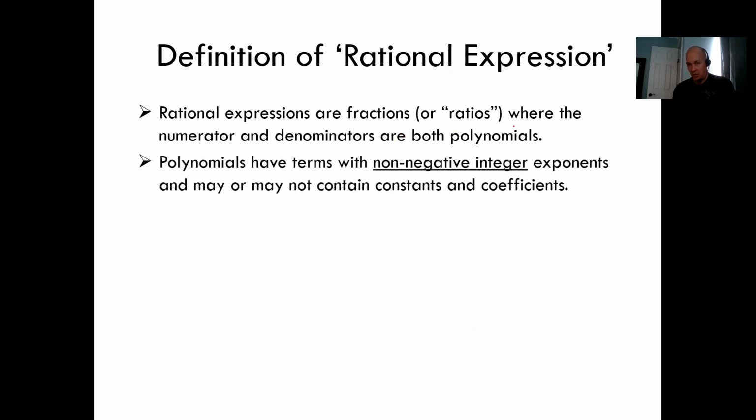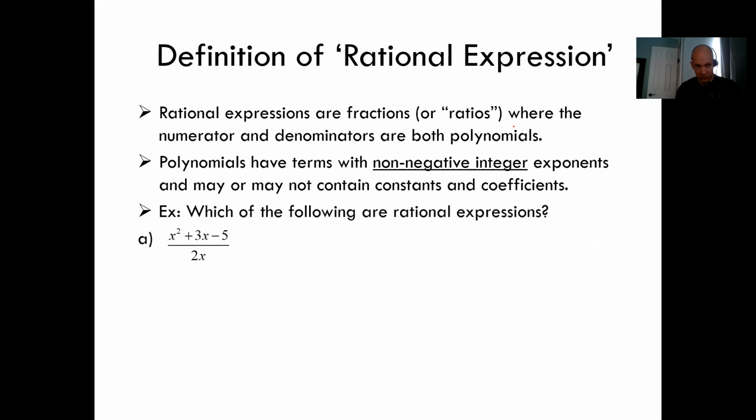Polynomials have terms with non-negative integer exponents. This is probably not the most important thing for you. It's just worth mentioning. I think we generally know what polynomials are because we've been looking at them since certainly grade 9. And of course, they may have constants or coefficients, but they might not. So just a quick little example, which of the following are rational expressions? It has to have non-negative integers, so it can have an exponent that is 0, 1, 2, 3, 4.